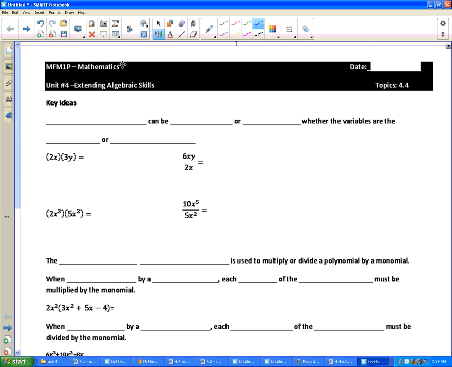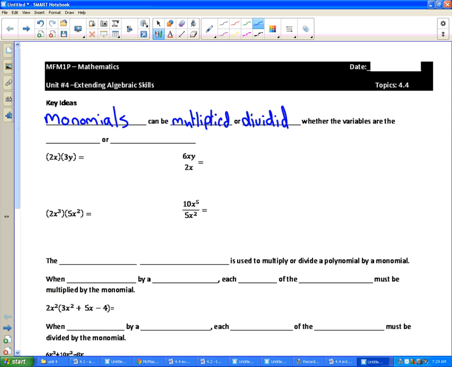Extending algebraic skills, some of our key ideas, so we'll get our note down first. Monomials can be multiplied or divided. There's a couple mistakes already. Divided, where the variables are the same or different.